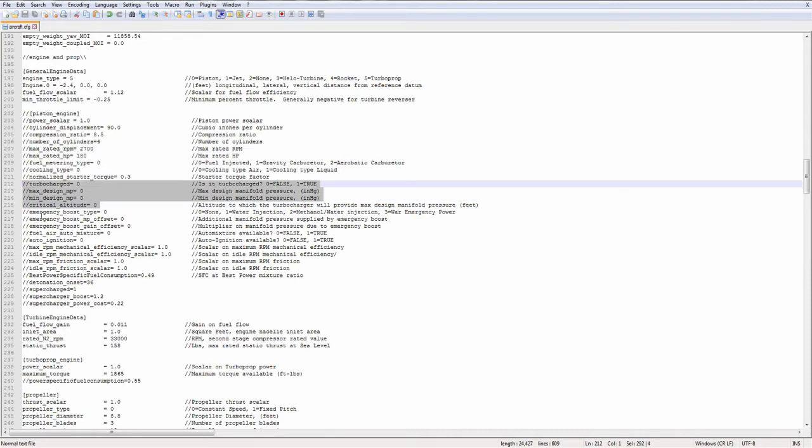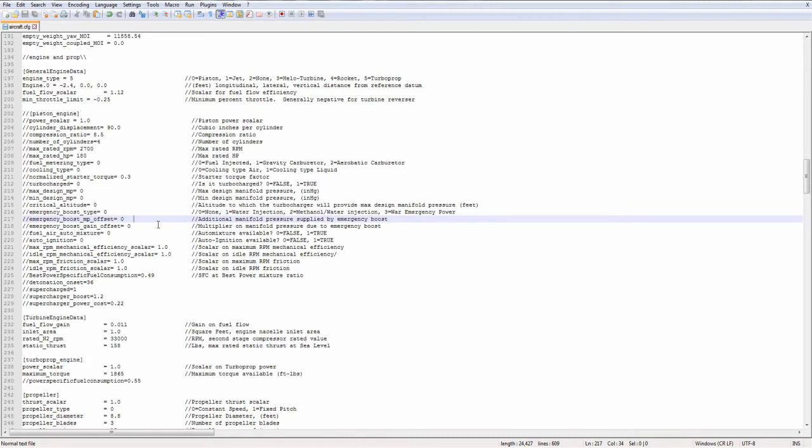Now, going a little bit further, we also have emergency boost types. We can define 0 for none, which is most engines. 1 is a water-injected boost. 2 is a methanol water injection blend boost. And 3 is war emergency power, which is commonly found on World War II fighter planes. Now, you also define the manifold pressure boost offset and the boost gain offset when defining the emergency boost. So boost MP offset is the additional manifold pressure supplied by emergency boost.